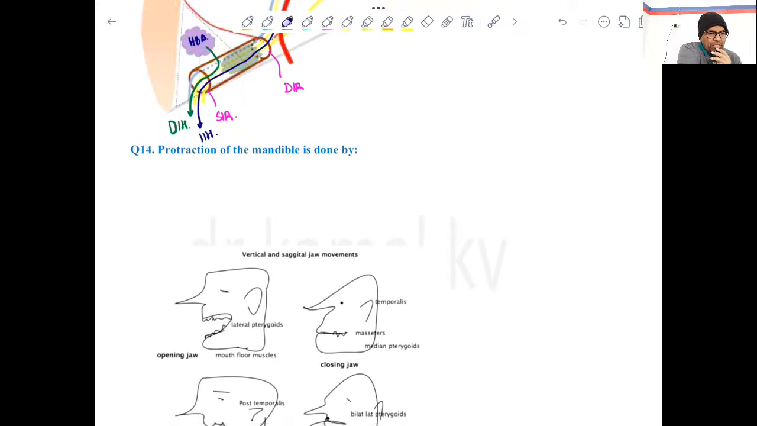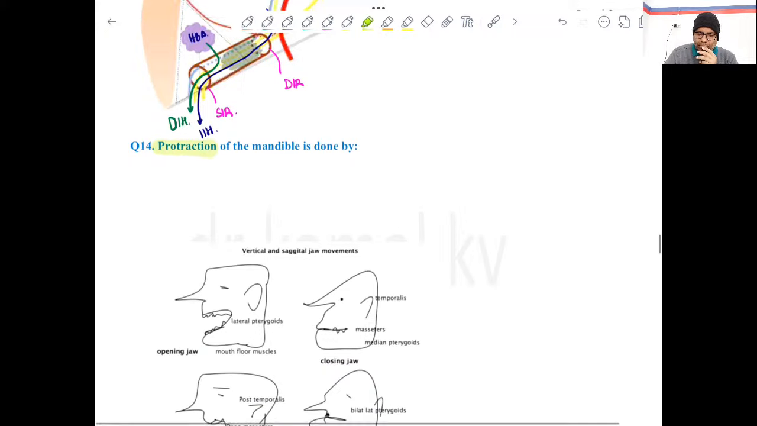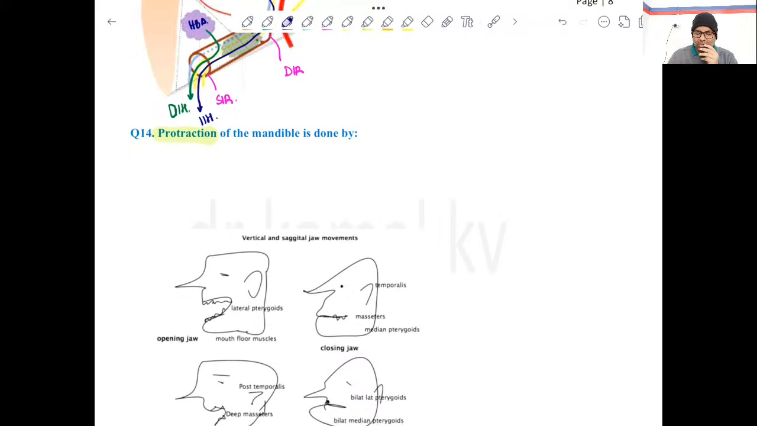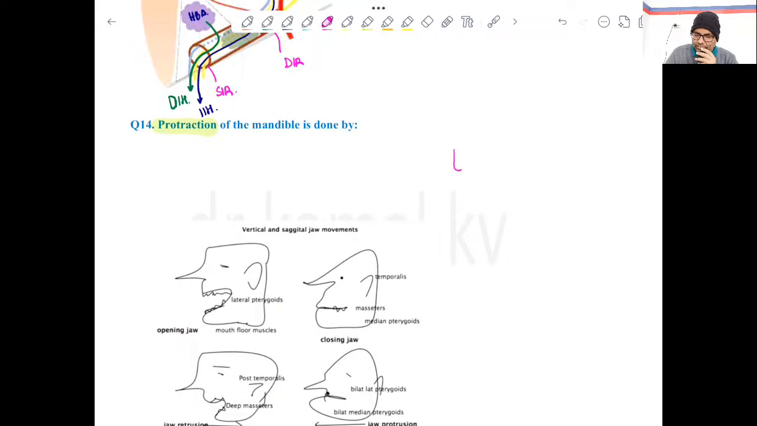Then moving forward, protraction of mandible. Now protraction means if a mandible has been pushed forward and then it is taken back. Suppose this is the upper jaw and this is the lower jaw. The movements are always described in terms of the lower jaw, because the mandible is the one that moves. If the lower jaw is taken forward, this is known as protraction. Clear? And when it is taken back towards its initial position, this is known as retraction.